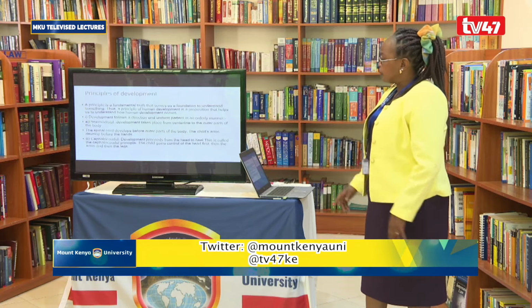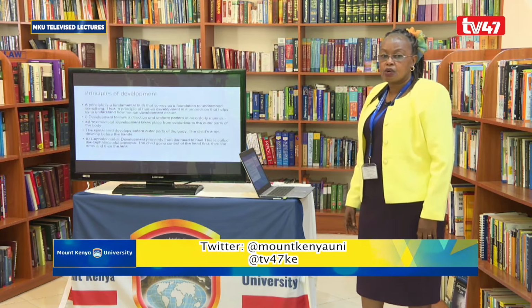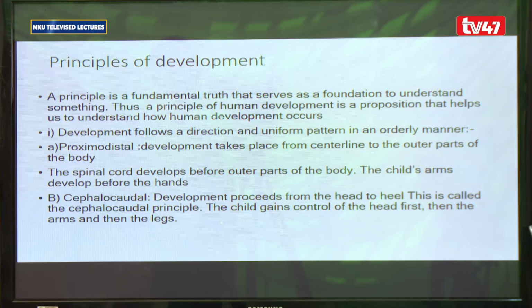But before we begin, let's first of all understand what is a principle. A principle is basically a fundamental truth that serves as a foundation to understand something. So if it's a fundamental truth, what has it got to do with human development? It means that a principle of human development is basically a proposition or a fundamental truth that helps you to understand how human development occurs.